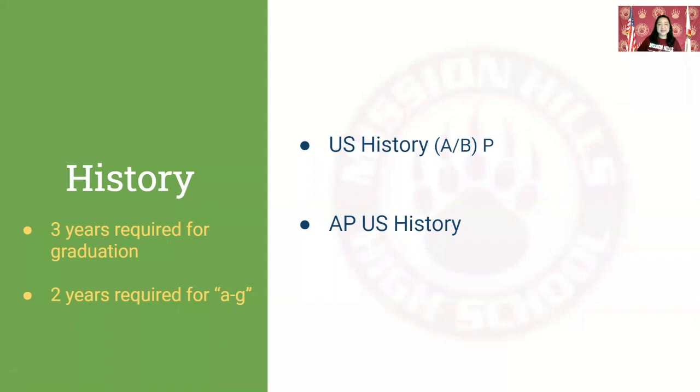Let's talk about history. As you know, we have a 3-year history requirement. In 10th grade, you are taking world history. In 11th grade, you will take US history. And in 12th grade is when you take government. In 11th grade, everyone takes US history. So here you are choosing between college prep US history or AP US history.